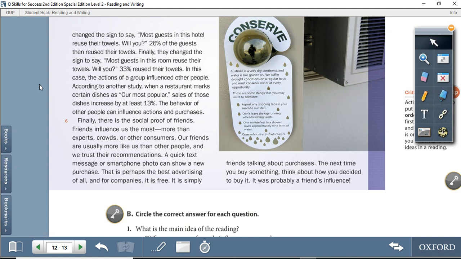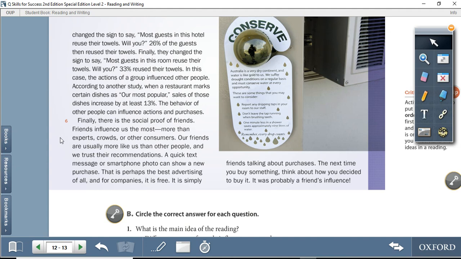According to another study, when a restaurant marks certain dishes as "our most popular," sales of those dishes increase by at least 13%. The behavior of other people can influence actions and purchases.